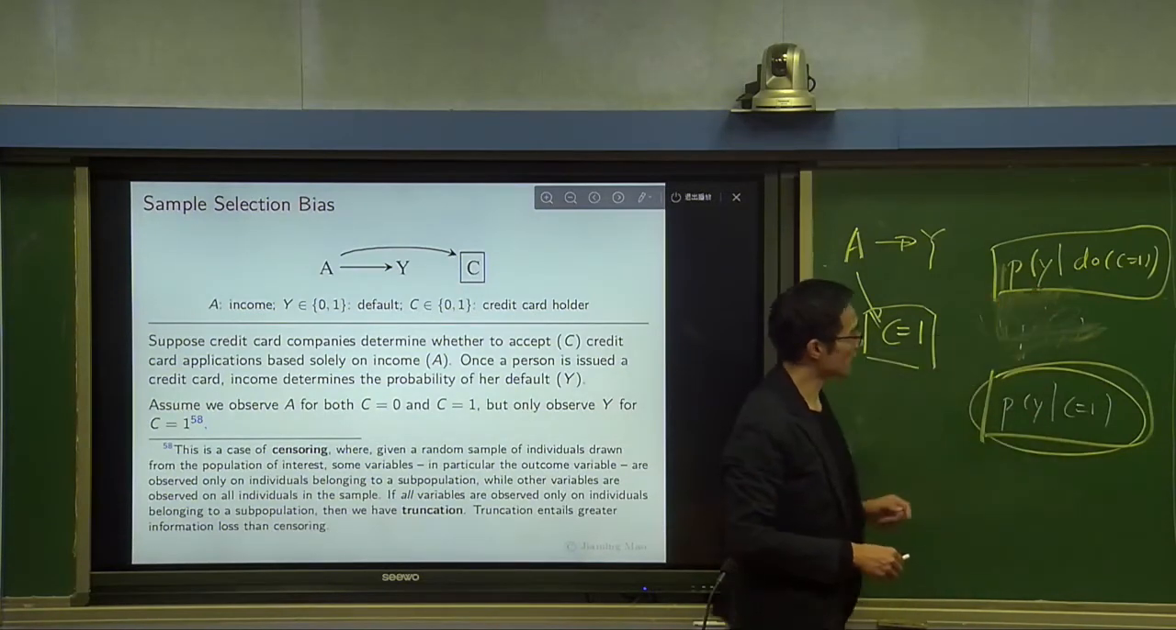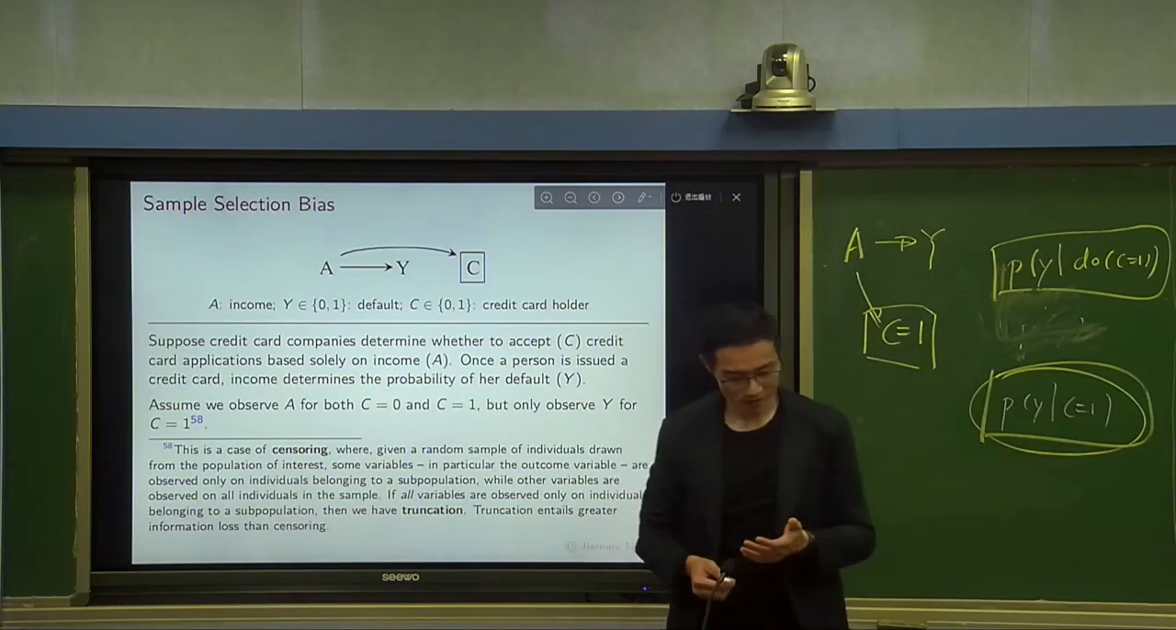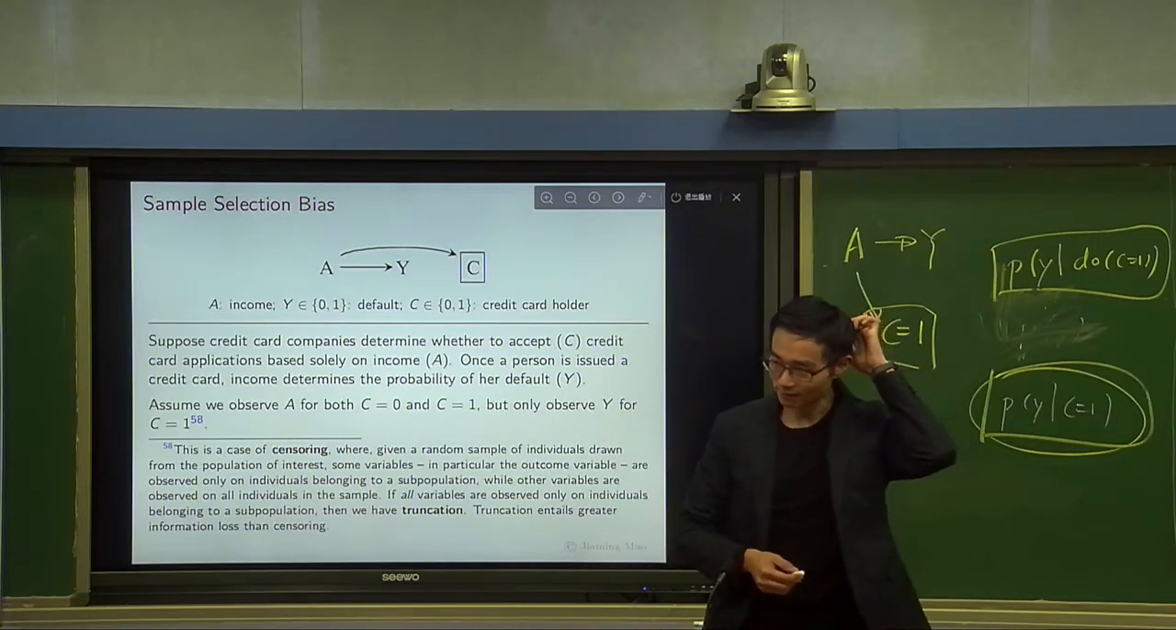Now, how do I get p of y conditional on do c equal to 1? Is there any way to do that?